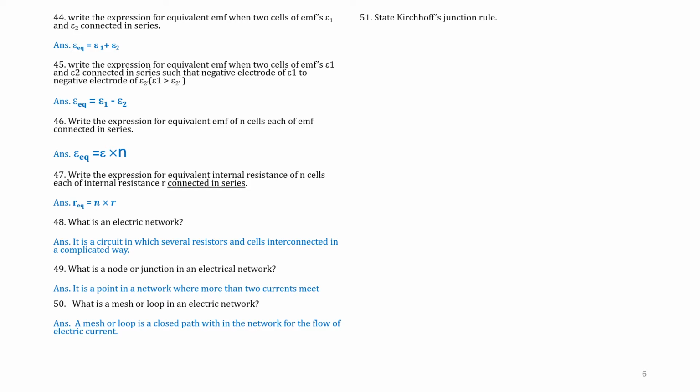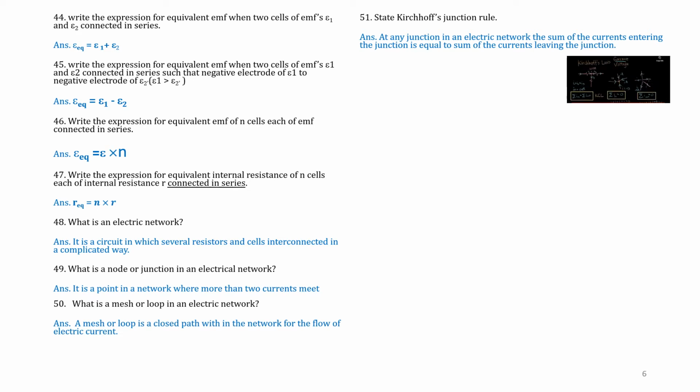Question number 51. State Kirchhoff's junction rule. Answer. At any junction in an electric network, the sum of currents entering the junction is equal to the sum of currents leaving the junction. That is, sigma incoming is equal to sigma outgoing in a junction.